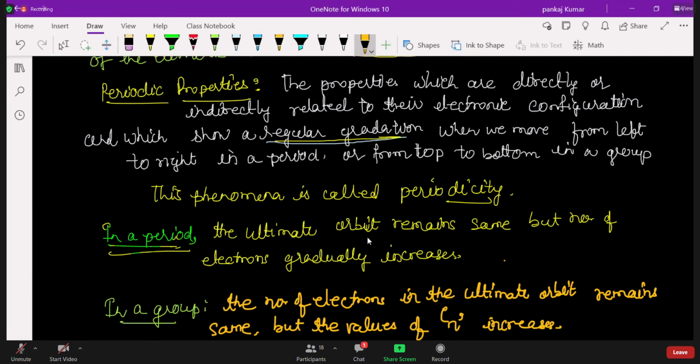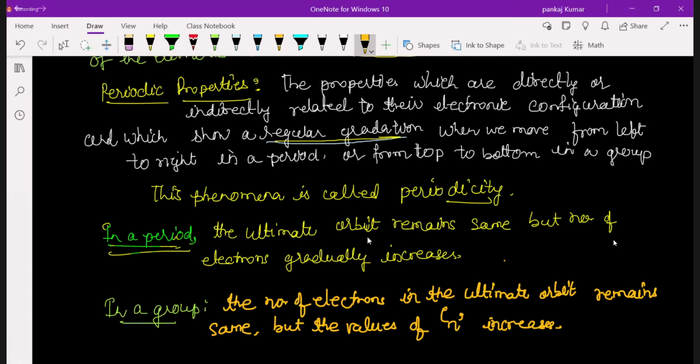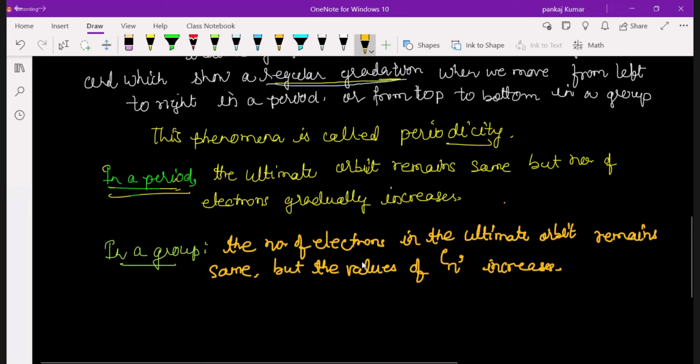The cause of periodicity in properties is due to the same outermost shell. First is the outermost shell electronic configuration. Second is the periodicity: elements with similar properties occur at intervals of 2, 8, 8, 18, 18, 32. And these numbers are called magic numbers. You want to write this point? You write down, better. Okay.